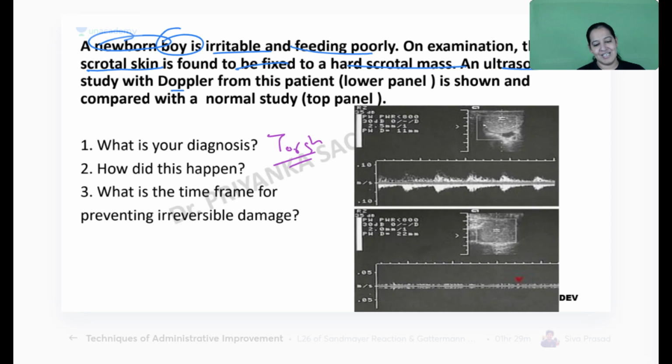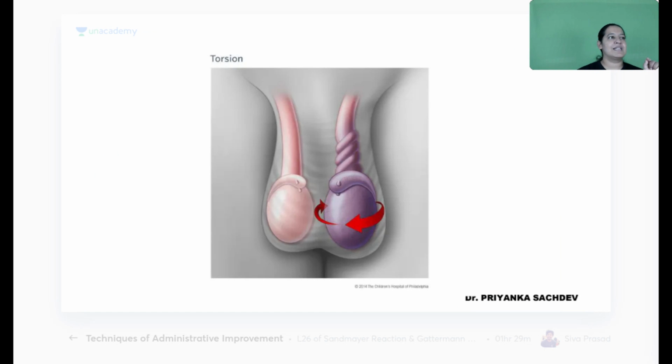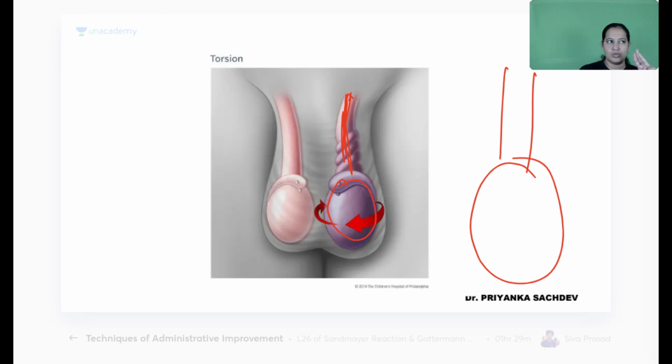You know what torsion testes is? The testes got twisted on the spermatic cord. Can you see here in the diagram? See this testes. It is twisted on the spermatic cord. This is the spermatic cord and this is the testes. Now the spermatic cord contains an artery and also a vein. This is the artery, this is the vein. Both are present inside the spermatic cord.